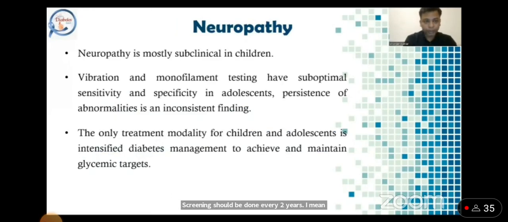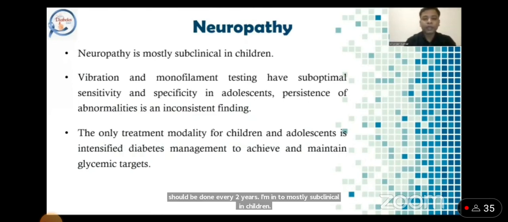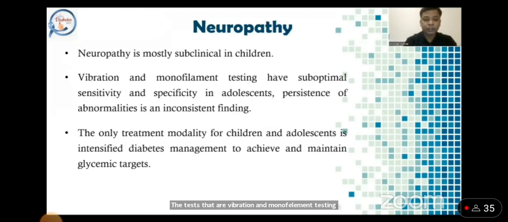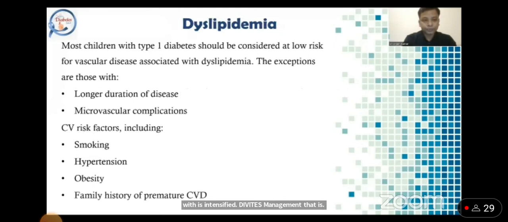Coming to neuropathy, it is mostly subclinical in children. The tests, vibration and monofilament testing, have suboptimal sensitivity and specificity in adolescents. The only treatment modality for children and adolescents is intensified diabetes management, that is attaining good glycemic control.